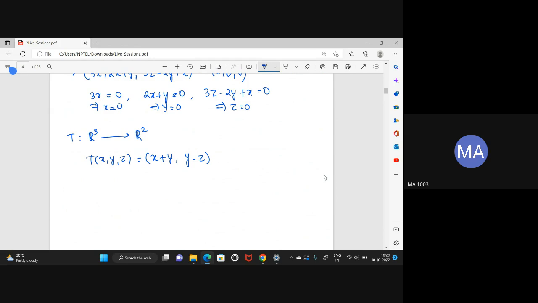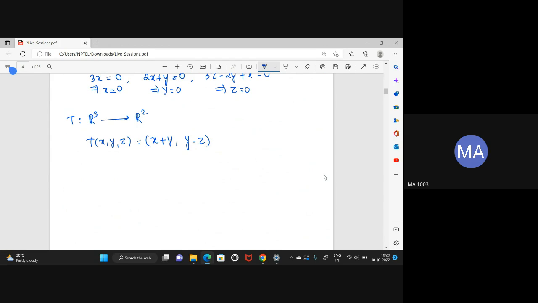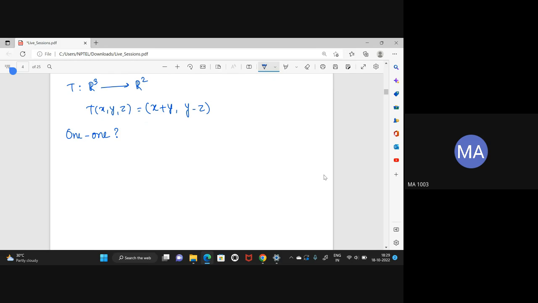Okay. So now suppose this is the map T from R3 to R2. How will I check whether it is 1 to 1? What is the first thing I will assume? T of x comma y comma z is equal to 0 comma 0. Is it clear why only two components? Yes, ma'am, because it is R2. Perfect.